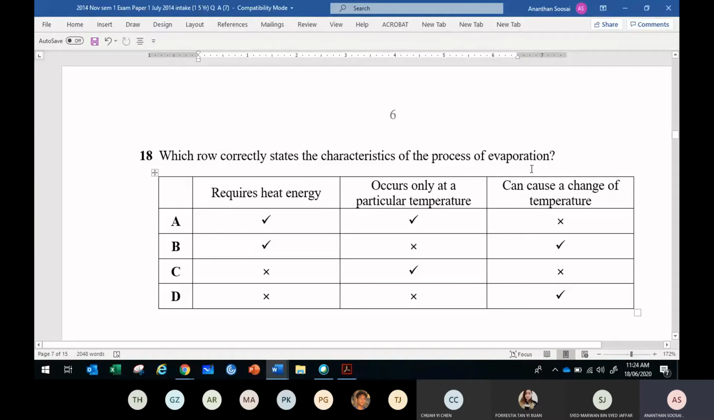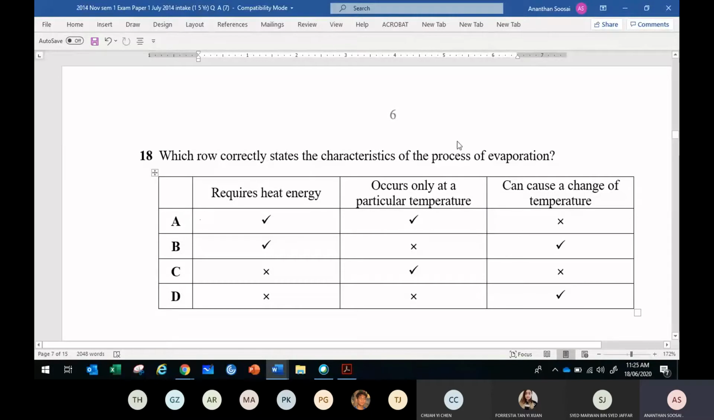Evaporation and boiling. So requires heat energy. Evaporation requires heat energy, but the heat energy is taken internally, from inside. Not external heat energy. Here the point is not clear: requires heat energy, or heat energy from the surrounding. No, it does not require heat energy from the surrounding, but it takes the energy from the particles.